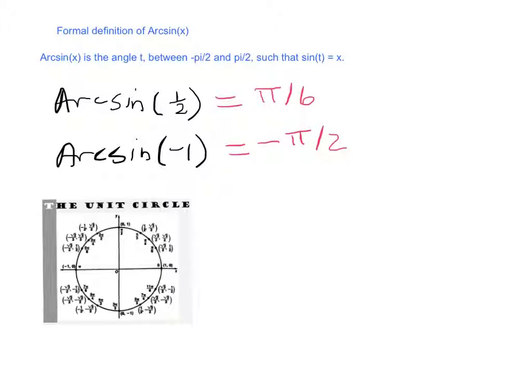And so when I ask the question, say, what is the arc sine of 1/2? I'm saying, okay, where is the y value equal to 1/2 between minus pi over 2 and pi over 2? It happens right there at pi over 6. Where is the y value minus 1 between minus pi over 2 and pi over 2? It happens right there at the bottom at minus pi over 2. So that's why it is just so important to have this unit circle memorized and understood.